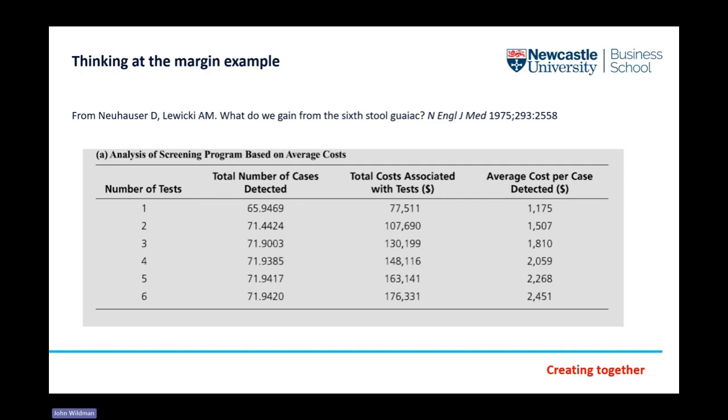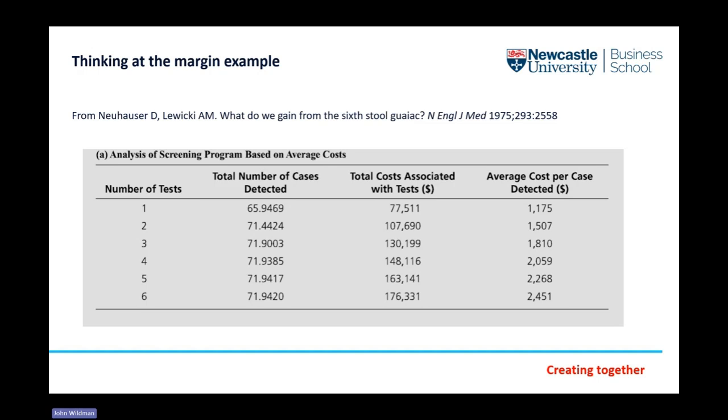So this brings us back to a classic example of economic evaluation. And again, if you're involved in economic evaluation, have done it before, or have some interest and come across the literature, you may have come across the idea of the incremental cost effectiveness ratio, but this idea again of thinking at the margin. So this is a stool screening program, undertaking a series of tests on a stool to see how many cases of a disease can be detected.